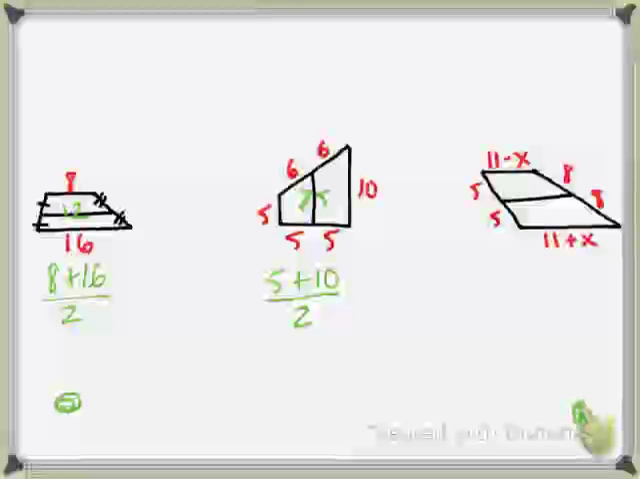Number 3 looks confusing because we have those variables in there, but follow the same rule. Add them together, divide by 2. So (11 minus x plus 11 plus x) divided by 2. What happens on the top of that fraction? The x's cancel. So 11 plus 11 is 22. Minus x plus x goes away. 22 over 2 is just 11.